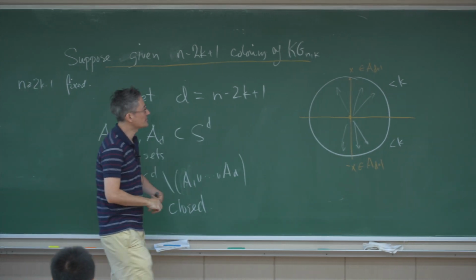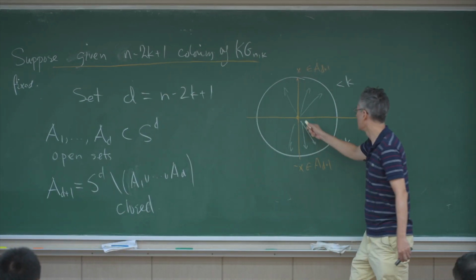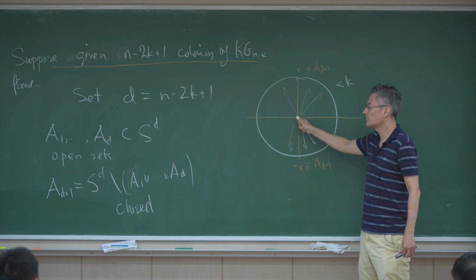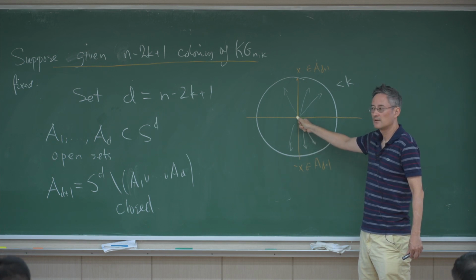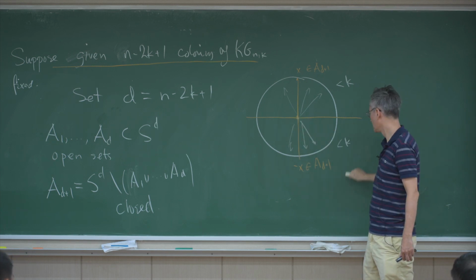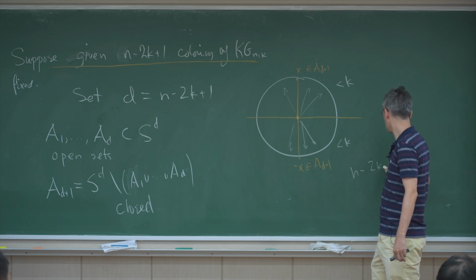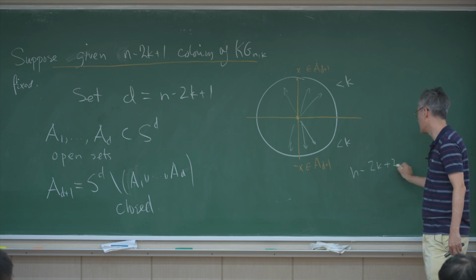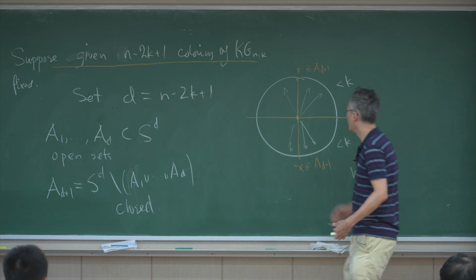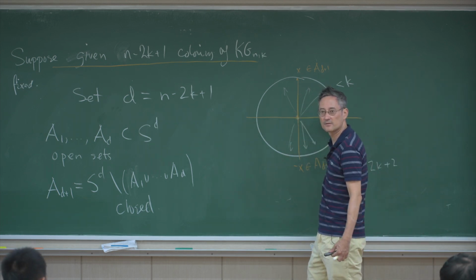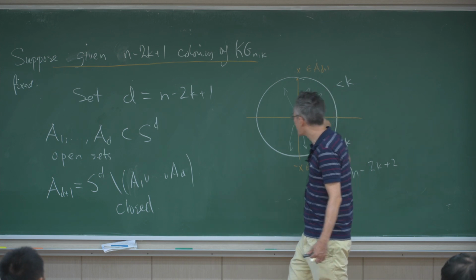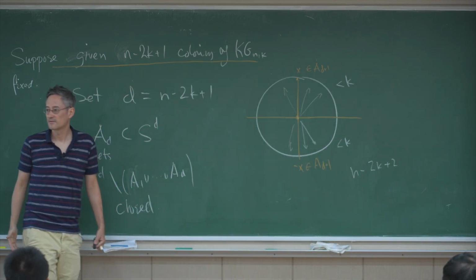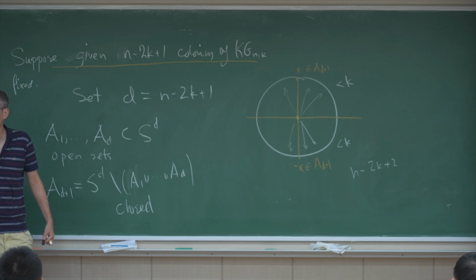So how many vectors are left over? Well, at least n minus 2 times k minus 1, which is like this, right? Yes. And they all live in this hyperplane here. But that's a contradiction of the general position. Then I put too many vectors in a single hyperplane.